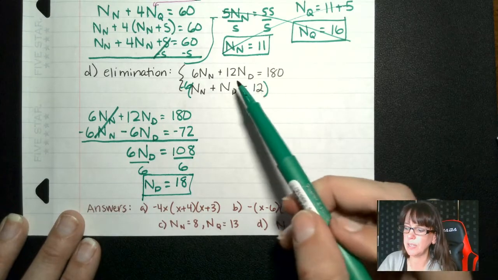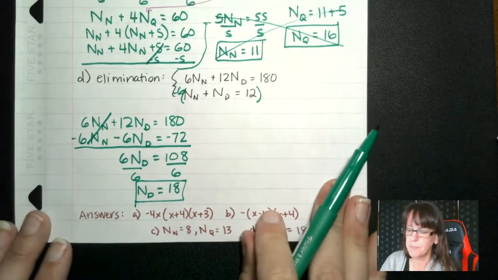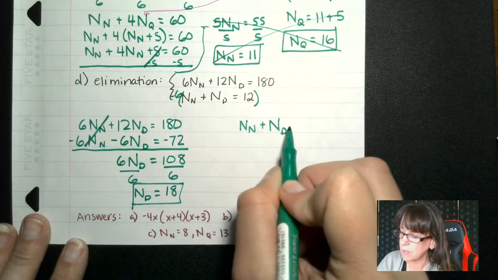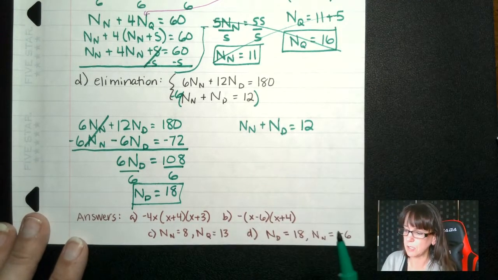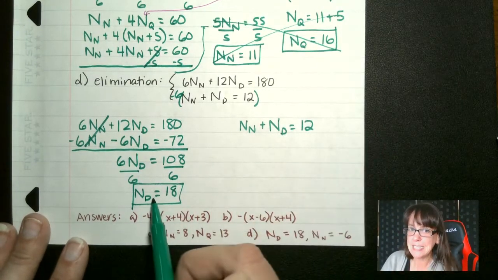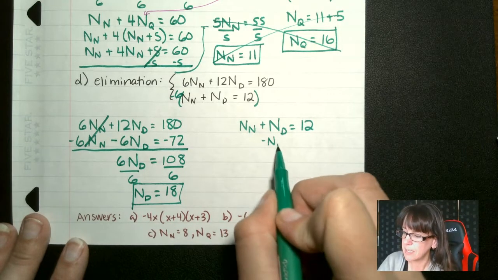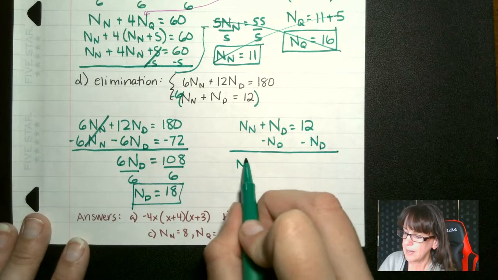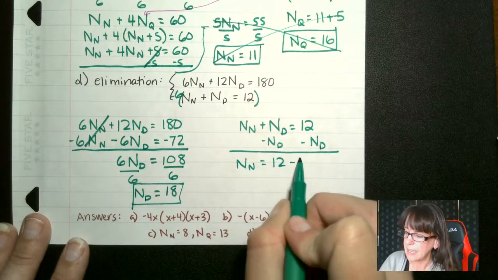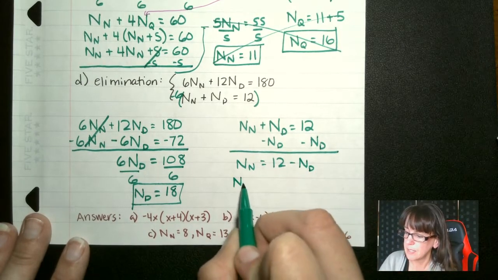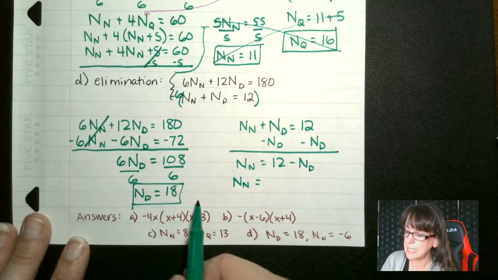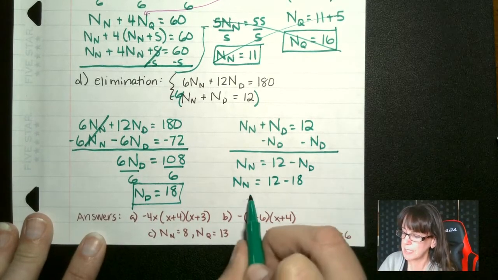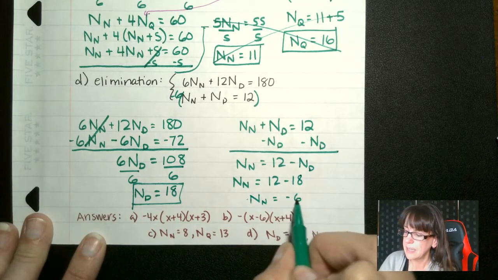Now we can take it and plug it into either the top or the bottom, doesn't matter. I'm going to use that bottom one, nn plus nd equals 12. You can even make your life easier. We're solving for n. We already have nd, so we need nn, so we can minus nd from both sides. You can do it this way if you want, or you can just plug that number in. nn equals 12 minus nd. We now know that nd is 18, so we get 12 minus 18, which means nn equals -6.